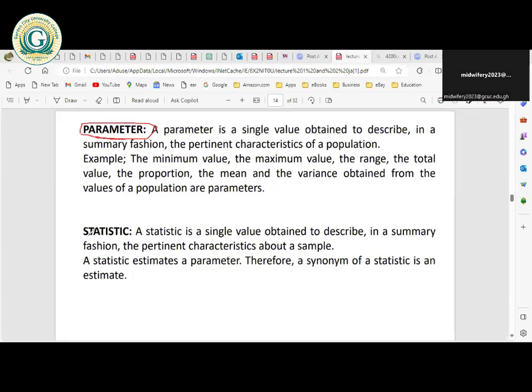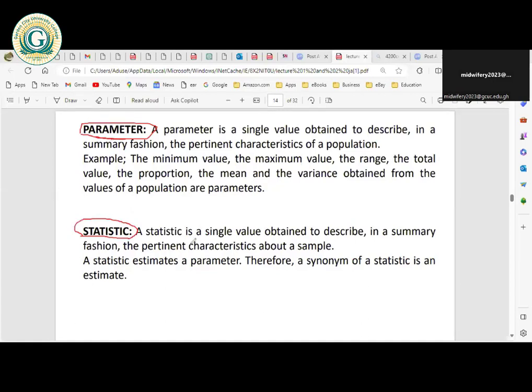On the other hand, if you compute any characteristic from the sample, it is what we refer to as statistic. This is not statistics, this is statistic. And this statistic is always an estimate of the population parameter.